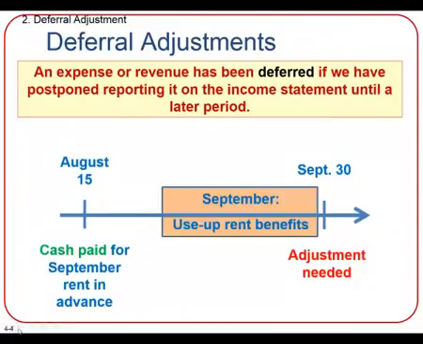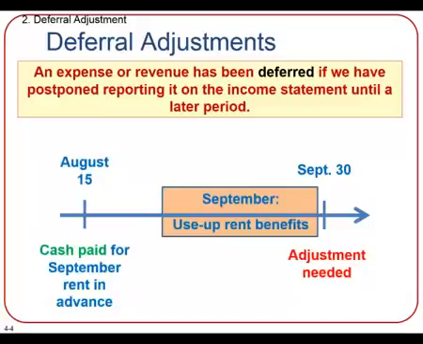So the first type of adjustment is a deferral. And the word defer means to postpone until later. So in accounting, we say an expense or a revenue has been deferred if we have postponed reporting it on the income statement until a later period. So as you saw in Chapter 3, when rent is paid in advance, the expense is initially deferred as an asset on the balance sheet in an account called prepaid rent.